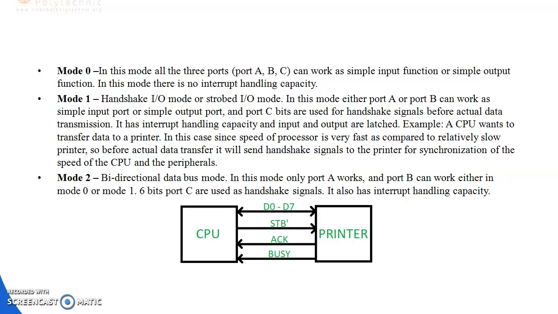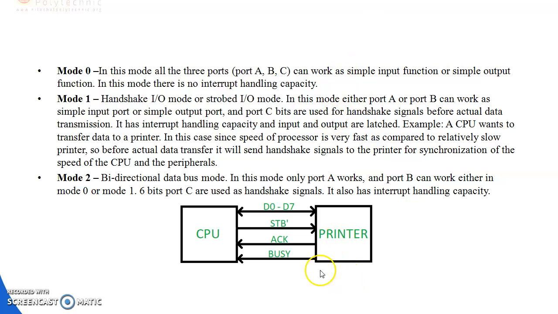Then mode 2 is the bidirectional data bus mode. In this mode, only port A works and port B can work either in mode 0 or mode 1. So 5 bits of port C are used as handshake signals. It also has interrupt handling capacity.